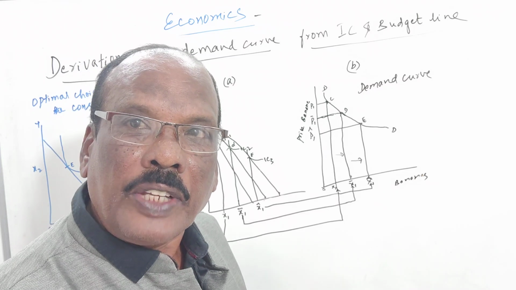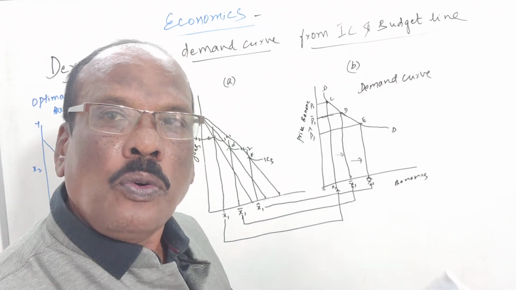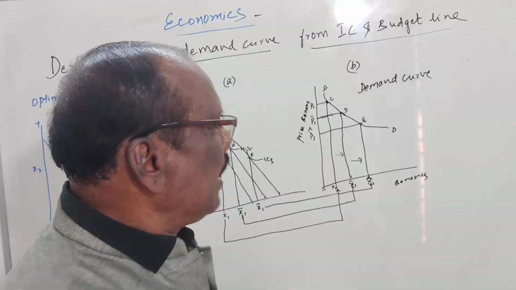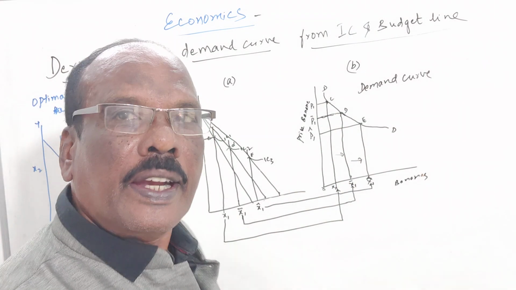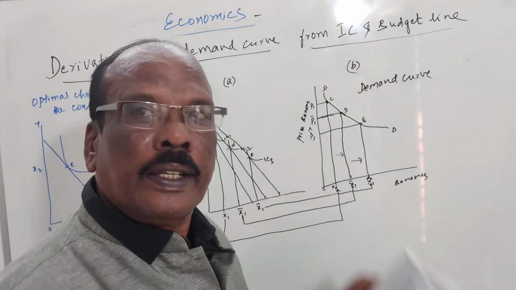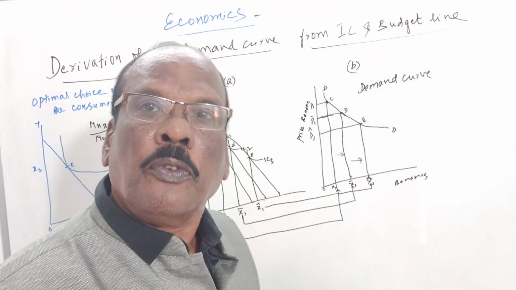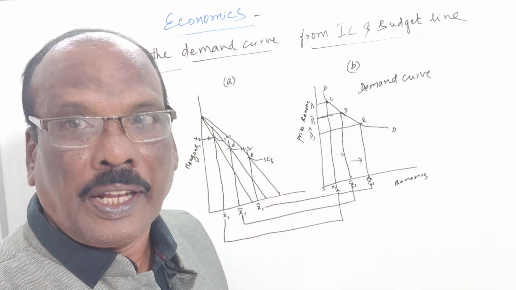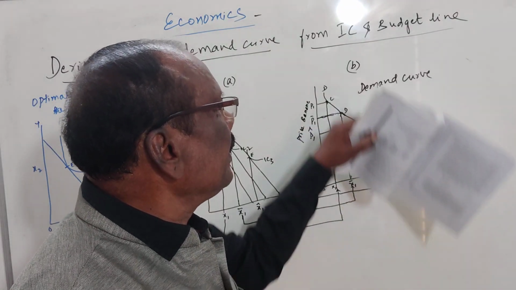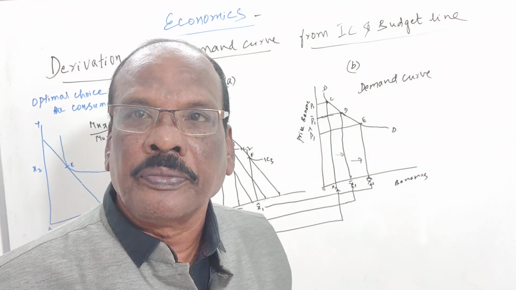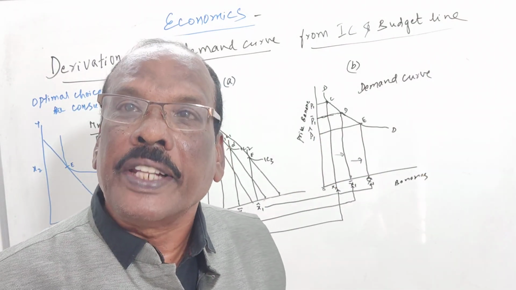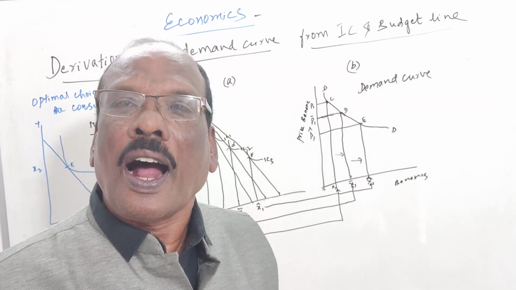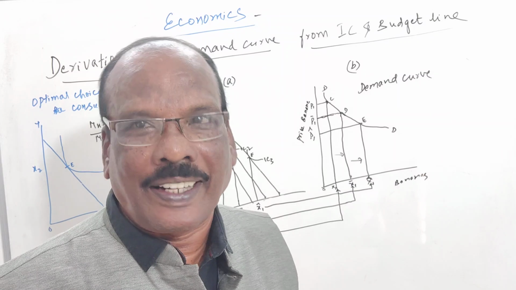And we see how the consumer chooses the optimal points. And the same is represented in B using the price of banana and demand for, or the quantity of banana. That is represented here in diagram B. This is how we have to derive the demand curve using indifference curve and budget line.